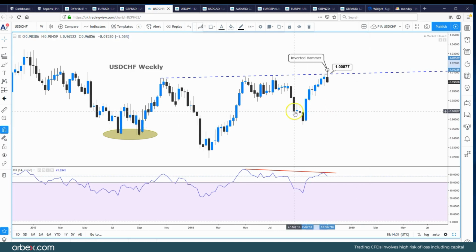Again, we'll go to the weekly chart first. We've got a trend of higher highs. That's located at 100.87. Similar to the dollar index, we've got an inverted hammer as price has moved to the downside. We've also got bearish divergence.